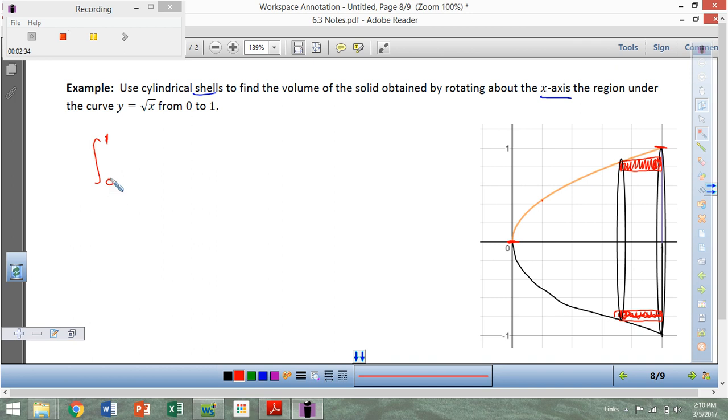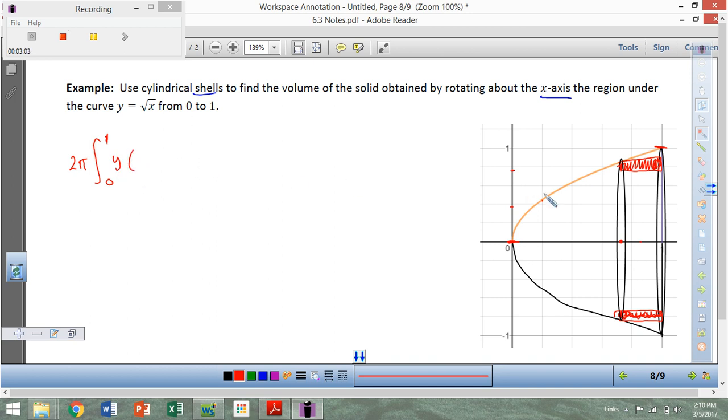and these 0 to 1, these are not x values, these are y values. Okay, so I'm going to have 2 pi times the radius of each one of these shells. So what would the radius of this shell be? Well, I would go from the x-axis up to whatever y value I'm determining my shell at, right? So it has nothing to do with what the function is. It's only what is my y value. That's going to be my radius. So this is going to be y.